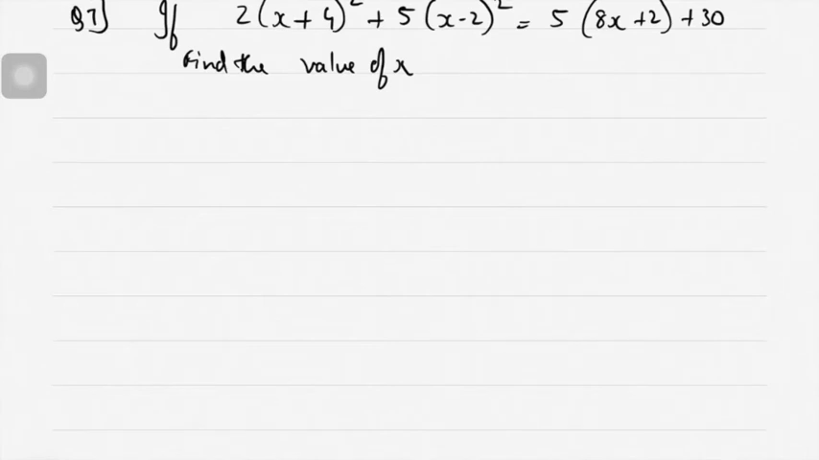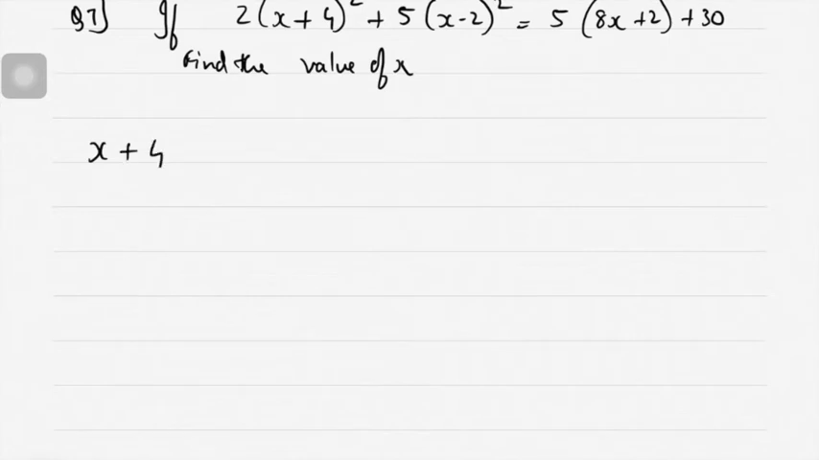Let's solve the last question of the day. If 2(x + 4)² + 5(x − 2)² = 5(8x + 2) + 30. Okay. So again here (x + 2)² is in the form of (a + b)², and (x − 2)² is in the form of (a − b)². So we will solve that first.